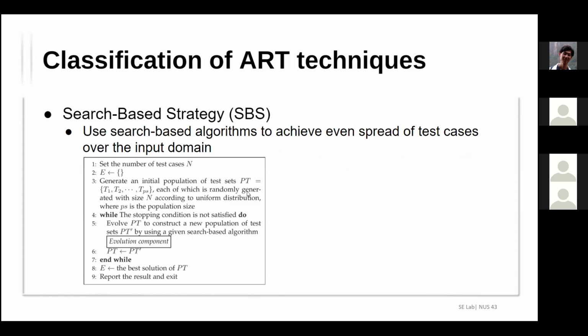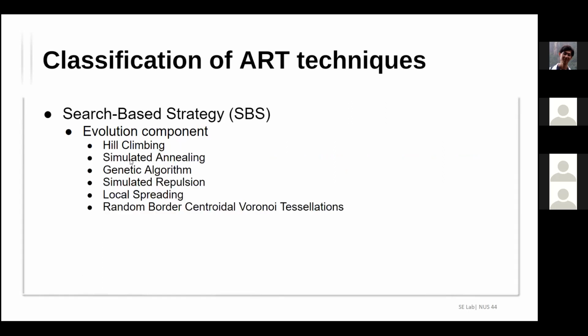This one's more closer to home, so to speak. This one's a search-based strategy. Use some algorithms to achieve an even spread of test cases across the input domain. I'm just going to skip the algorithm because I'm sure everyone at this point is quite familiar with search-based software testing. For the evolution component, how you evolve the test case population over time, they've identified 6 different approaches.